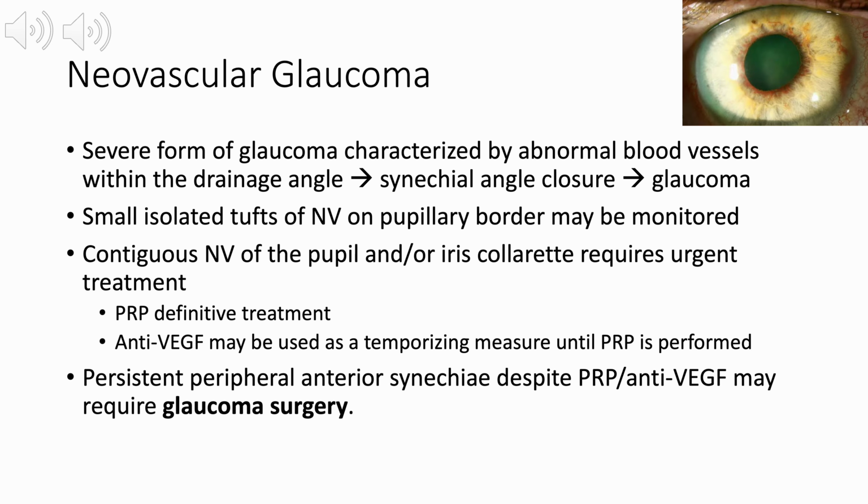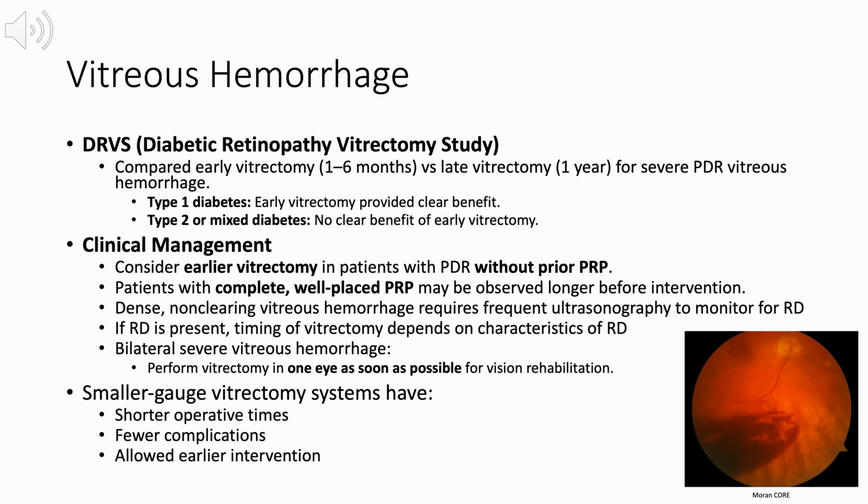Vitreous hemorrhage is among the most common presentations of proliferative diabetic retinopathy, and the question of when to operate was addressed directly by the Diabetic Retinopathy Vitrectomy Study, or DRVS. The DRVS compared early vitrectomy, performed at 1 to 6 months, against late vitrectomy, performed at 1 year, in patients with severe PDR and vitreous hemorrhage.